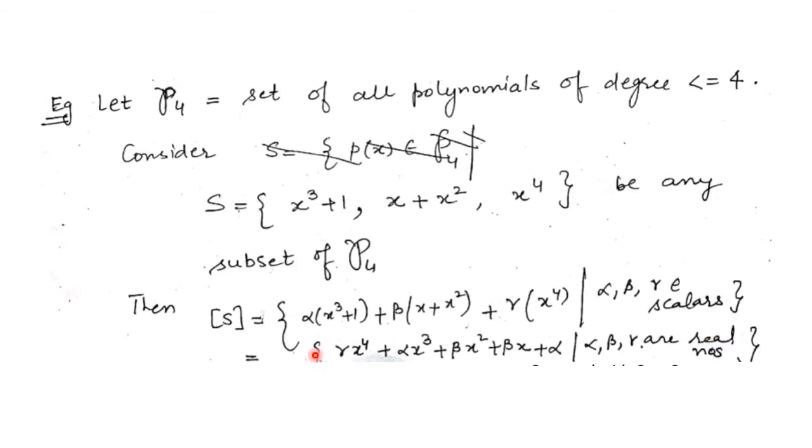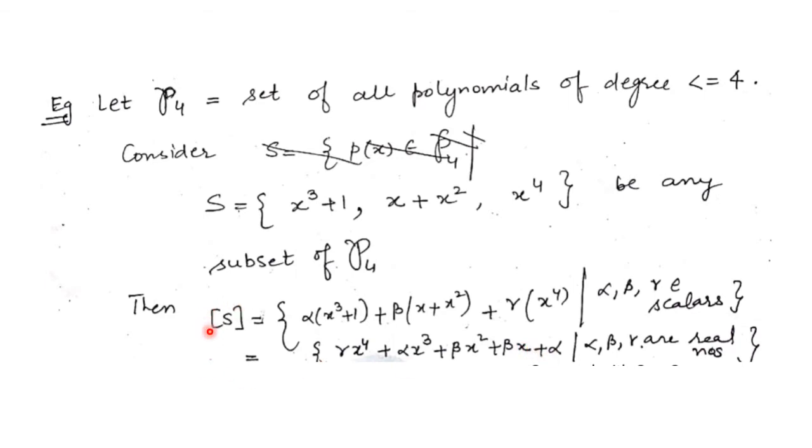Okay, now you can open it, right, and separate the terms coordinate-wise. So now just see, the first is gamma x to the power 4, then alpha x cube, then beta x square, then beta x, then alpha, right?